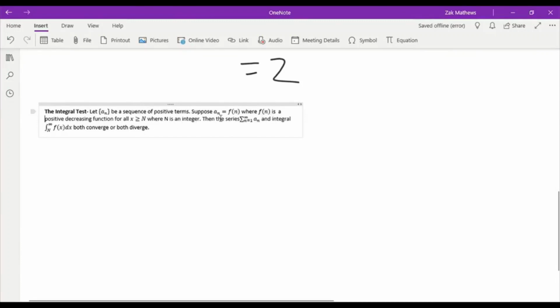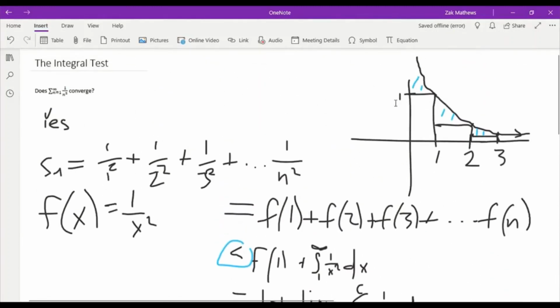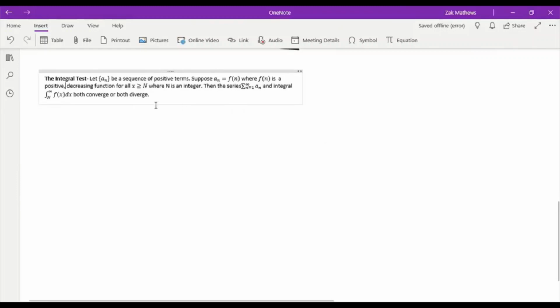Our function has to be positive and decreasing. It has to be positive for the reasons we just talked about. Decreasing, because if these bars were going up in our picture, then it would be diverging to begin with through the nth term divergence test. So we do have to meet certain requirements to be able to use these tests. With all of our tests, but this one in particular, we have to be positive and decreasing.